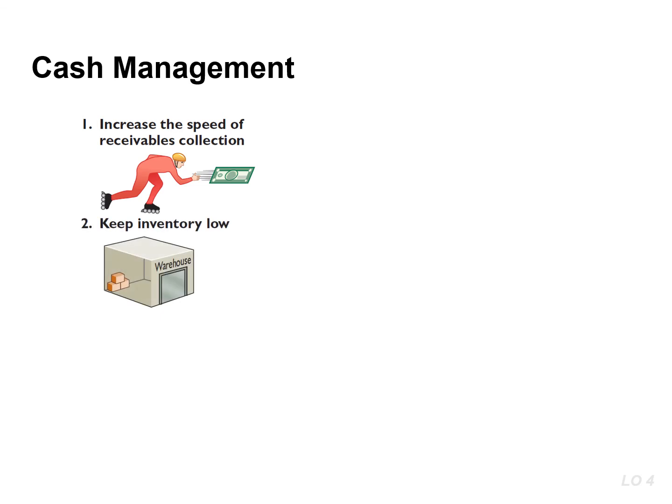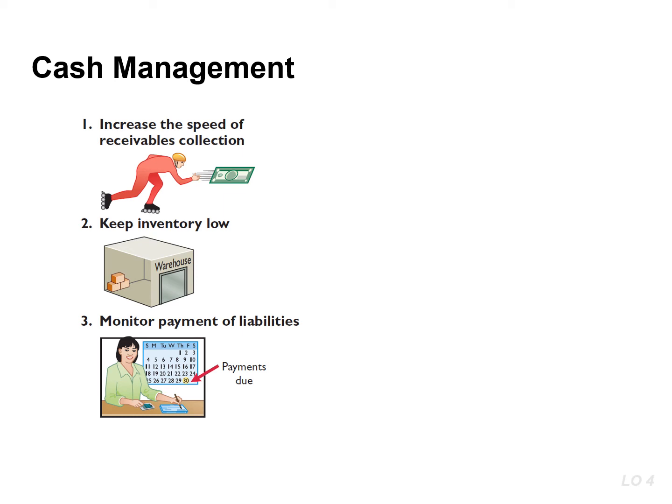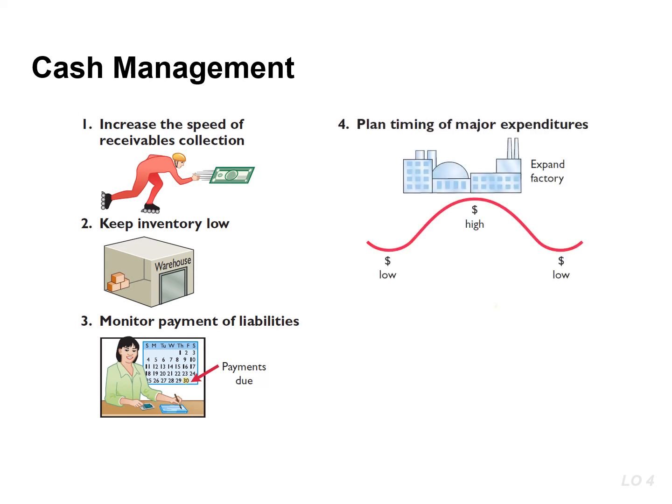Another principle is to keep inventory levels low, but not so low that you lose sales. Maintaining a large inventory ties up large amounts of cash as well as warehouse space. Delay payment of liabilities. Monitor when bills are due to avoid paying them too early. Carefully consider the timing of major expenditures. If possible, make them when the company normally has excess cash, which is typically during the off-season.